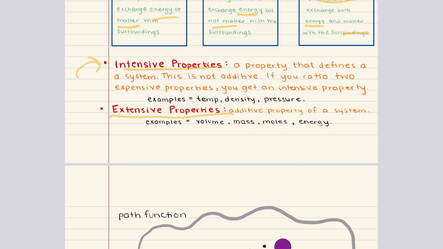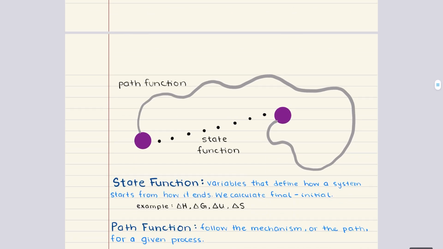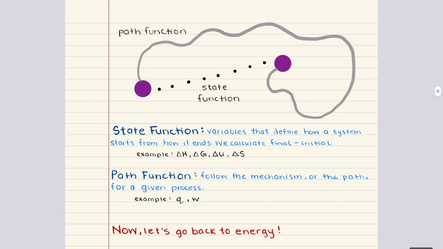In contrast, extensive properties do depend on the amount of substance. These include volume, mass, number of moles, and energy. If you change the amount of substance, these values will change too. Finally, we want to discuss the difference between state functions and path functions. A state function is a property that depends only on the initial and final state of the system, not the process used to get there.